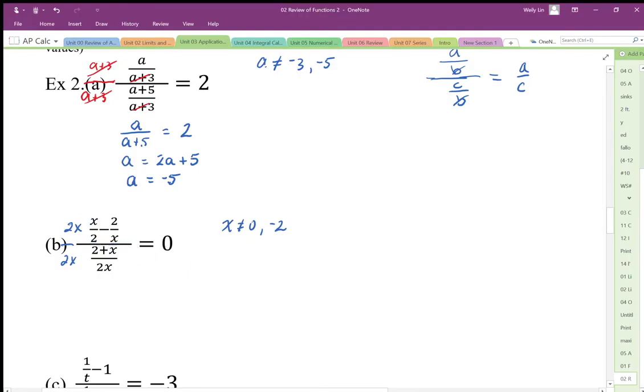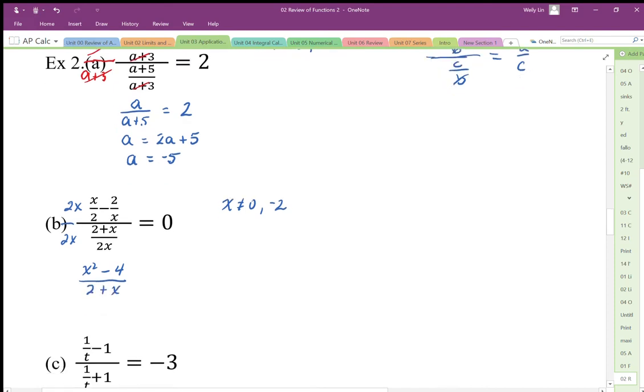So I'm going to do times 2x, so times that top fraction by 2x. I end up with x squared minus the 2x cancels out, so then I get x squared minus 4. And the denominators cancel out here. Here the denominators cancel out. I'm left with x plus 2. Okay, that's equal to 0.